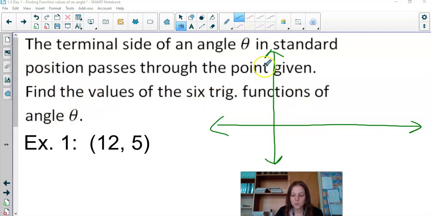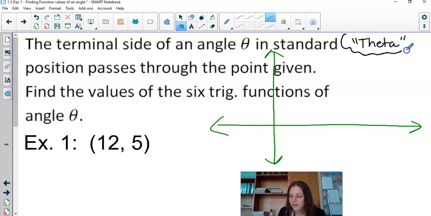Okay, so this is your new thing here. We have this symbol right here, and this symbol is called theta. That's how you would pronounce that, theta. If you've never seen theta before, it's a Greek letter. You will see it a lot from here on out. Okay, so I'm going to graph the point 12, 5.